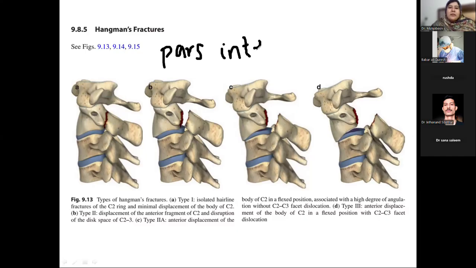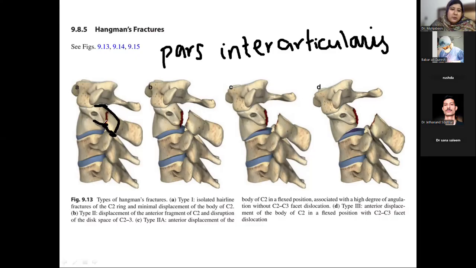Basically, there are two facets. There is a superior articular facet, right? And there is an inferior articular facet. So the part of the bone which is between these two facets, that part is known as pars interarticularis. Roughly, this is a superior articular facet, the inferior articular facet. So this part of the bone is known as the pars interarticularis.